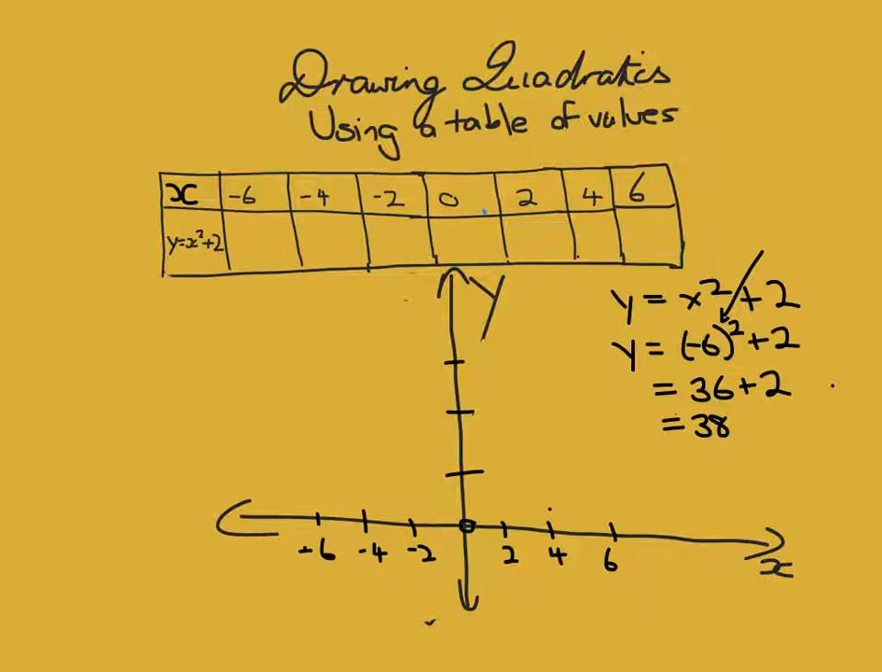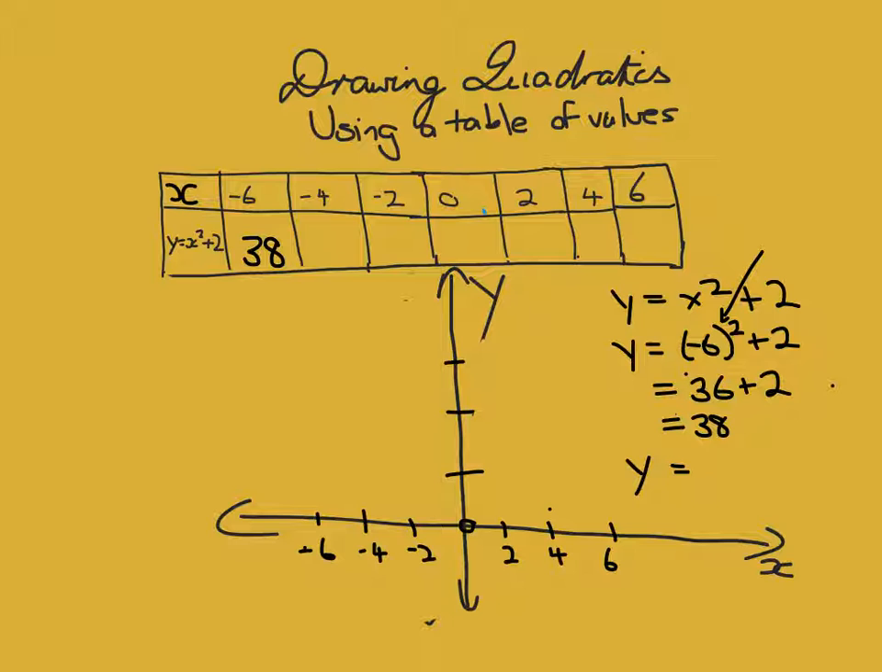And that's because the whole thing is squared. It's not just 6 squared, it's negative 6 all squared, which means that you end up with this positive number. So really important, if you've got a negative number here, you need to put it in the brackets and square the whole thing. Okay, so the y value in there is 38.